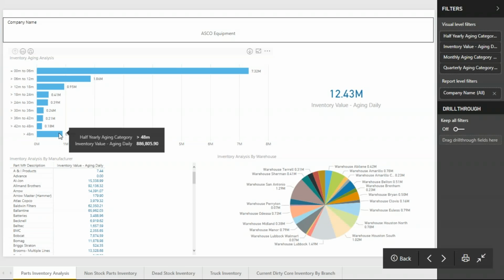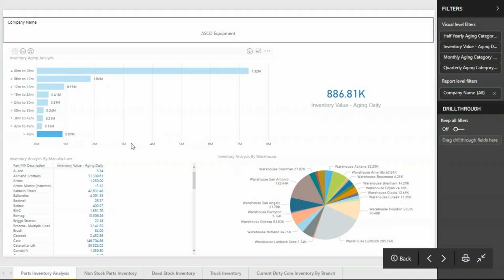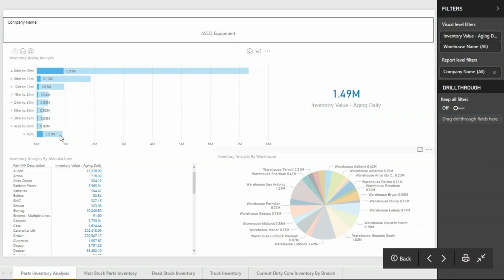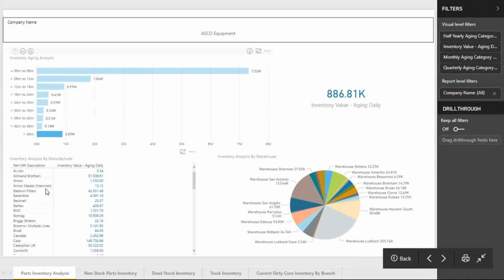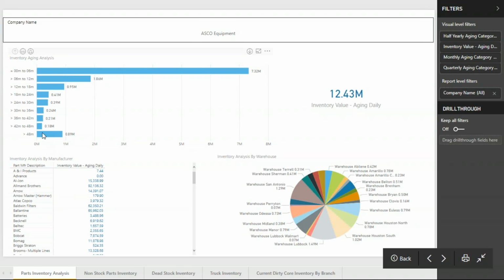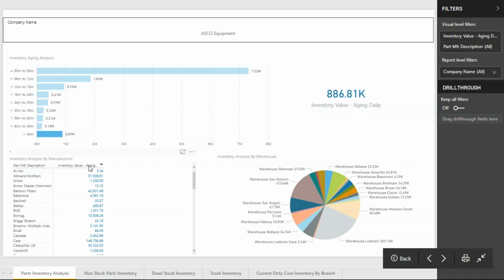So this is gonna tell you what's aging where, and then when I tap on greater than 48 months, it gives me the distribution of the same by warehouse. It's just this warehouse which has the most inventory of everything aging more than 48 months, and then this is the distribution of the same by the manufacturer. It'll tell you the 146, then there you go.